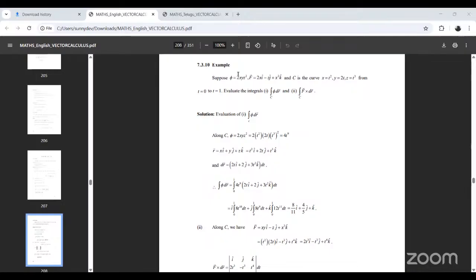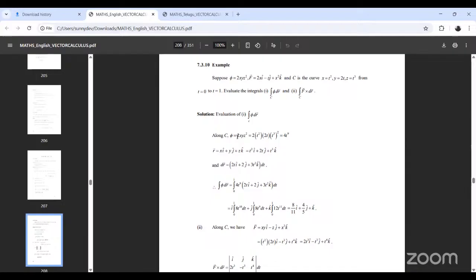So this is phi equal to 2xyz square, and F equal to 2xi minus zj plus x square k. And C is the curve x equal to t square, y equal to t, and z equal to t cube, where t equal to 0 to 1. Okay, now evaluate the integral of F dot dr and F cross dr. Phi dot, sorry, so phi dot dr.